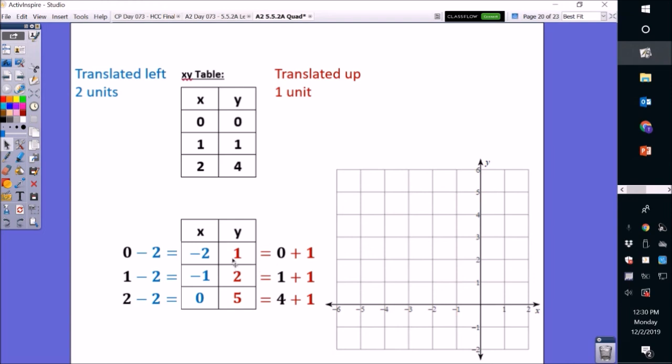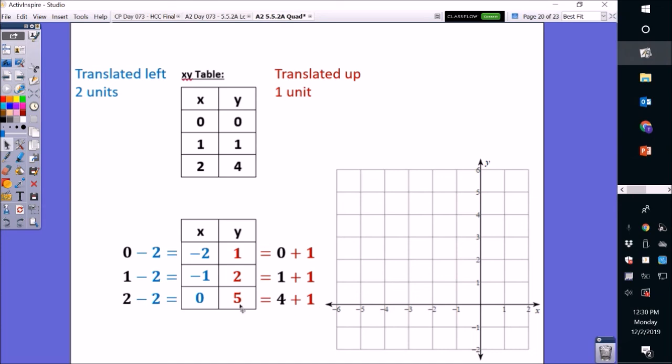Then my next y value is 1. So since I'm translating up 1 unit, I'm going to add 1 to my starting point. So now we have 1 plus 1, which is 2. And then my next y value is 4. So if I start at 4 and I'm translating up 1 unit, I'm going to add 1. So we have 4 plus 1, which is now 5.